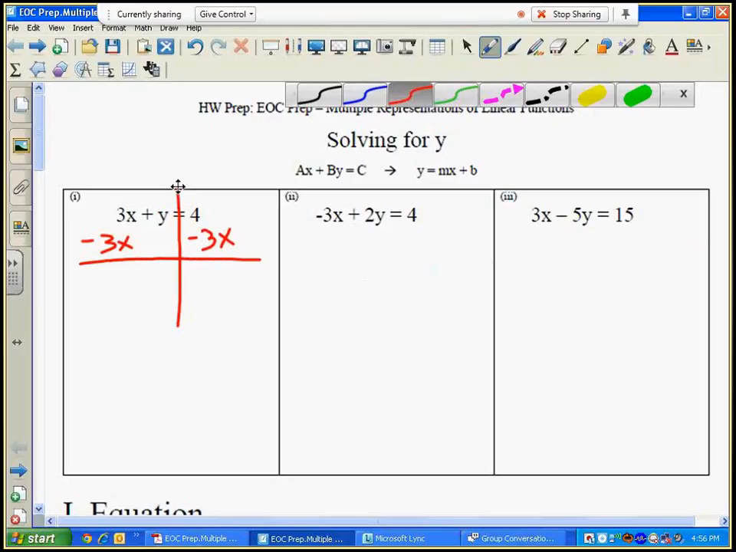So you can see as I subtract this 3x away because initially it was positive. And then I'm also in the habit of putting the x terms first. So I end up with y equals negative 3x plus 4. That one is solved for y. For the second one, I'll end up adding away the 3x because initially it was negative. And I'll have 2y equals 3x plus 4.